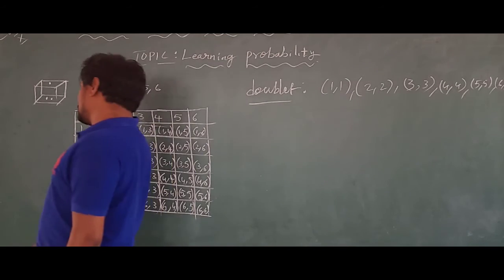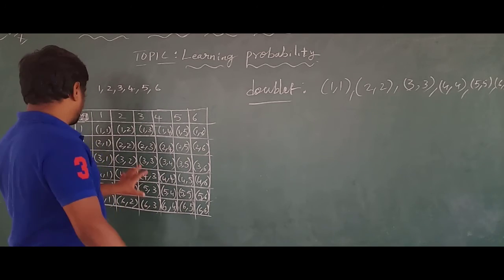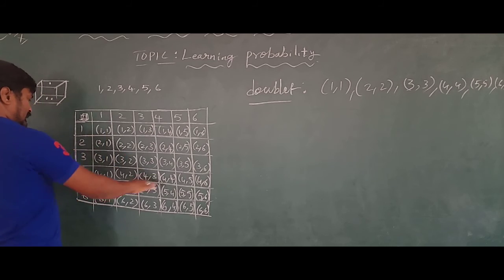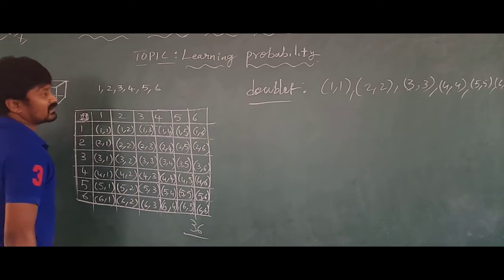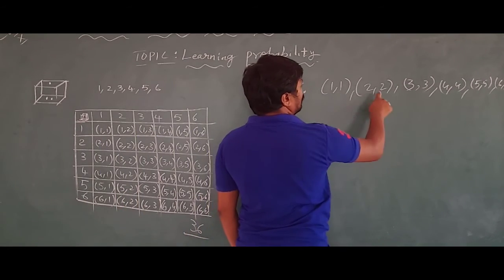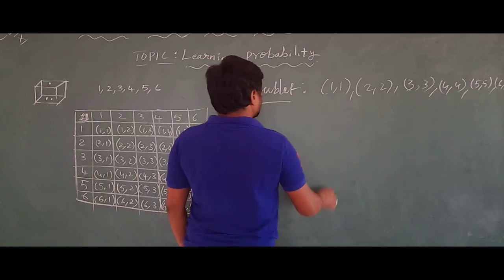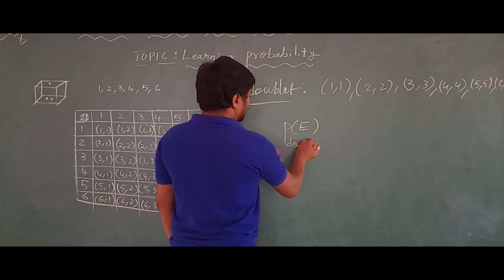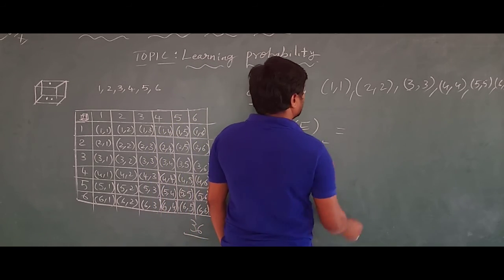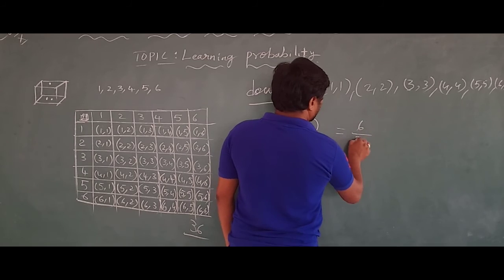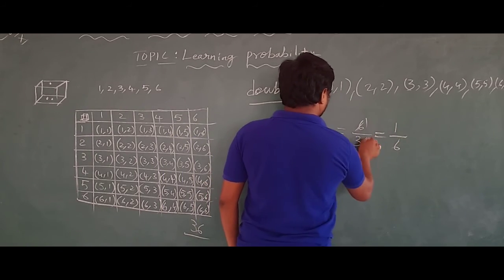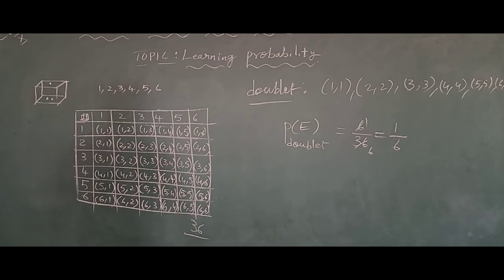So what is the probability of getting a doublet? Here we need to find how many doublets there are in total. Total outcomes first, let me check how many there are. 6 and 6, total 36 outcomes. So favorable outcomes are 6. Now the probability of getting a doublet is equal to favorable outcomes upon total number of outcomes, that is 6 upon 36. So 6 upon 36 means 1 upon 6.